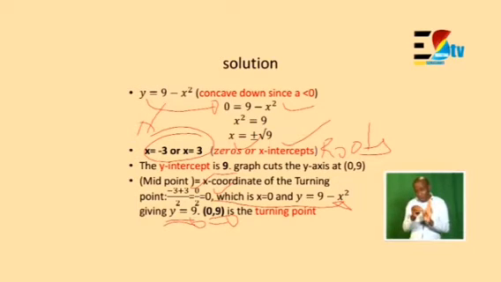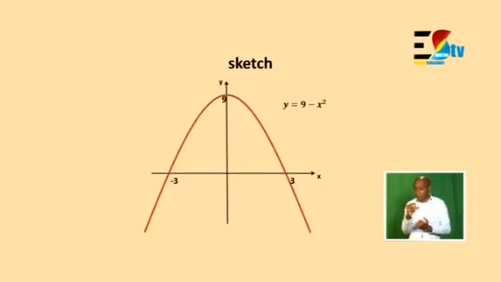The next thing is to go and sketch with these 4 things. So now we are here, we are sketching. We said the turning point is at (0, 9). So it's at this point we have the turning point, and the x-intercepts, negative 3 and 3. Then we also realize that the curve is concave down because the coefficient of x squared is negative. Hence, the graph will look like that.